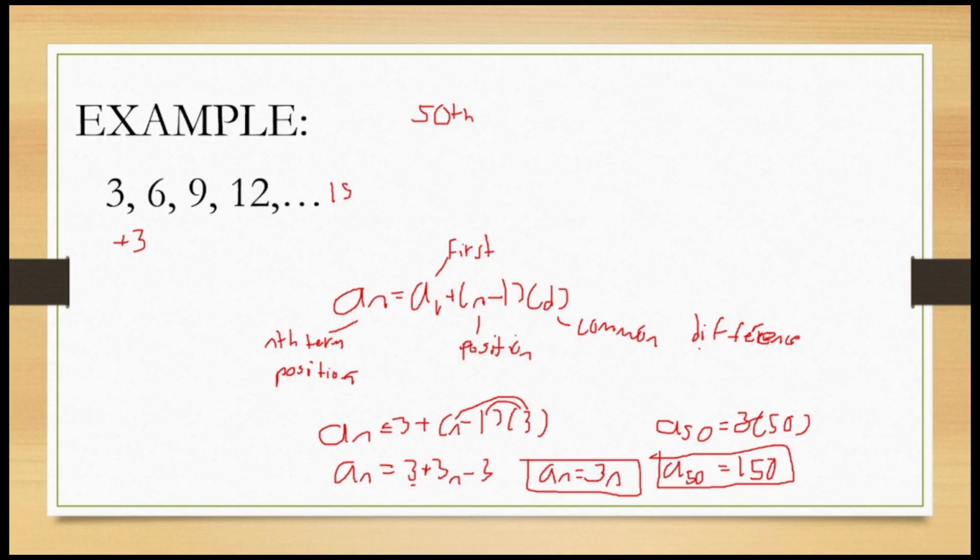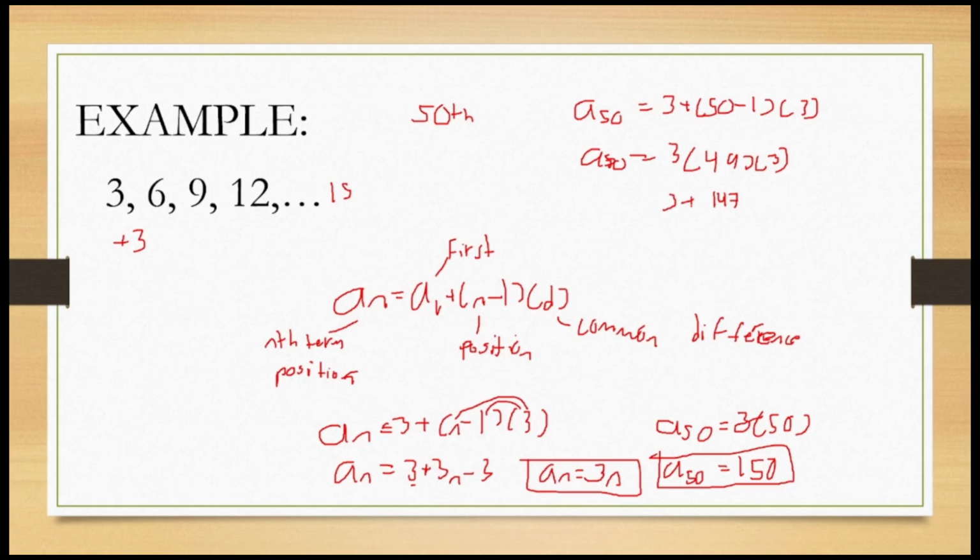But there's another way to solve this actually. And this is the other way to solve this. We will substitute the value of n already. So a_50 equals 3 plus the quantity of 50, because we're trying to find the 50th term or position, minus 1 times 3. So 50 minus 1 equals 49. 49 times 3 equals 147.